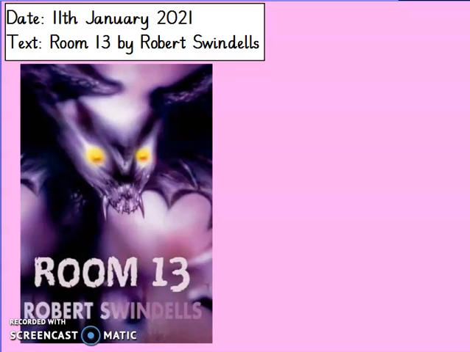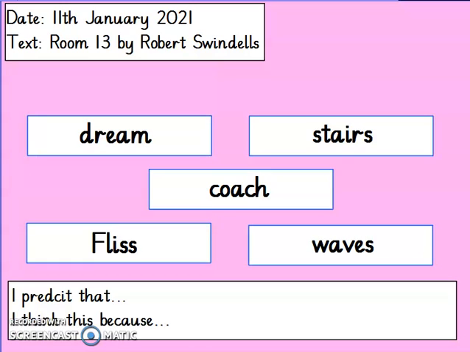Before we go and read the blurb, here are 5 words that I have chosen from chapters 1 and 2. I want you to use these words to try and predict what you think might happen in the first 2 chapters. For instance, if we look at this word here, straight away we know what type of word it is. It's got a capital letter here, so we know, that's right, it's a proper noun, so we know that this is the name of somebody who's going to appear in the first couple of chapters.